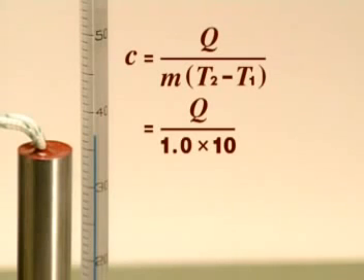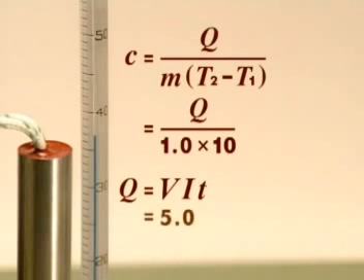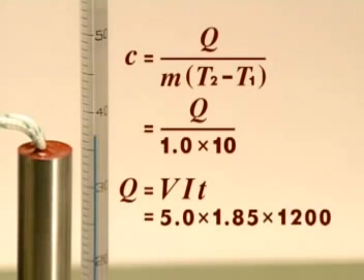Now the energy added, Q. Assuming that all the heat supplied by the heater is received by the aluminium, Q equals VIt, where V is the voltage of the immersion heater, 5 volts, I is the current, 1.85 amps, and t is the time the heater was on. 20 minutes equals 1200 seconds. So multiplying these together gives Q equals 11,100 joules.